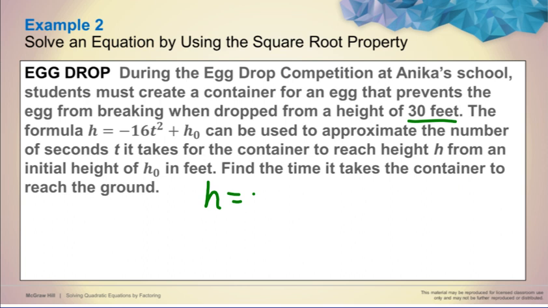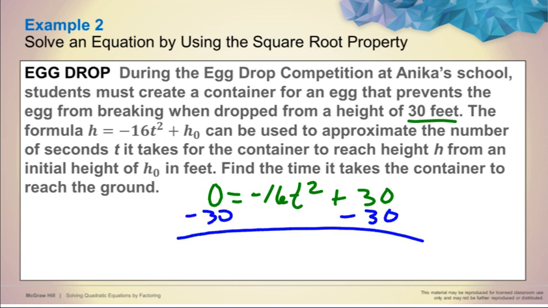So if I put 30 feet in for subscript 0, now I can solve. Remember, I want to find it when it hits the ground. That means the height has to equal 0. So to do that, I subtract 30 on both sides, and I'm left with negative 16t squared equaling a negative 30. To get t squared by itself, I divide by negative 16.